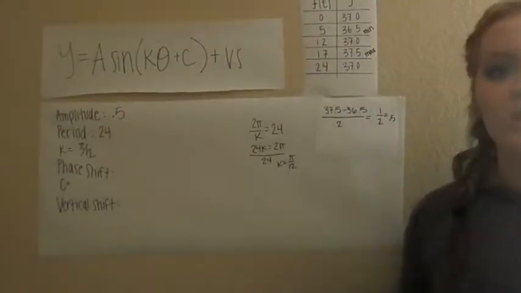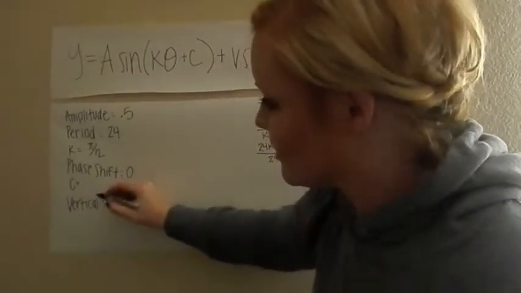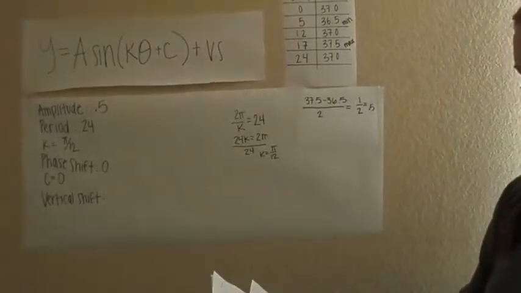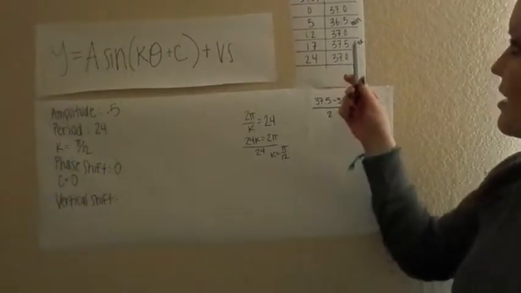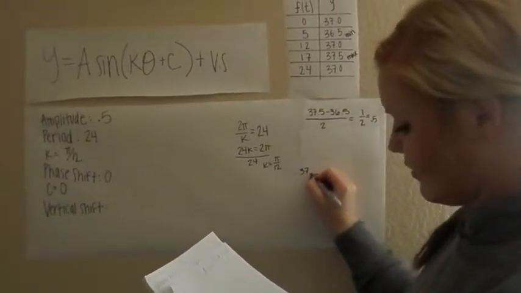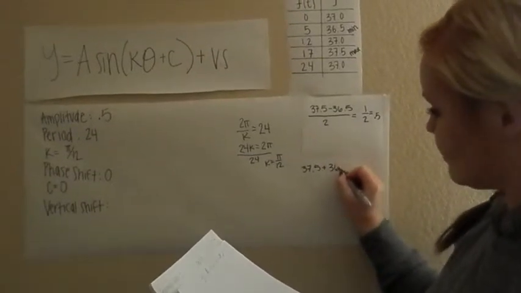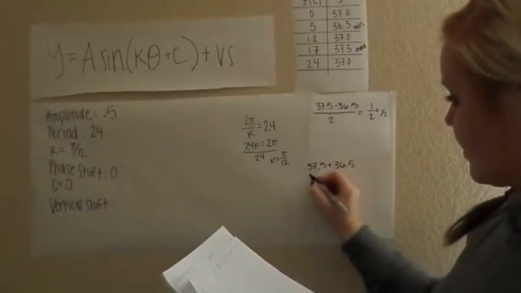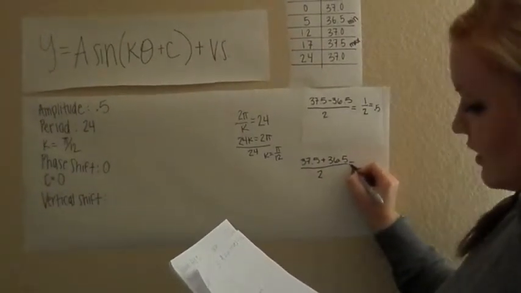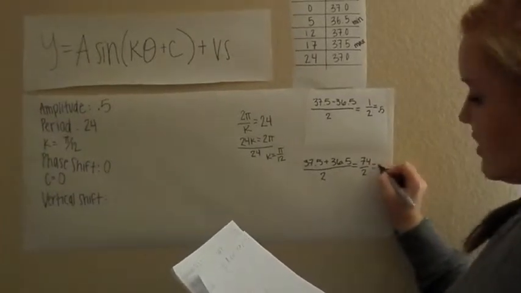And there is no phase shift since we're just starting at midnight, which is 0, meaning there's also not going to be a c. And the vertical shift is found by taking the maximum, which is 37.5, and adding the minimum, which is 36.5, and dividing that quantity by 2. When we do that, we get 74 divided by 2, which reduces to 37.